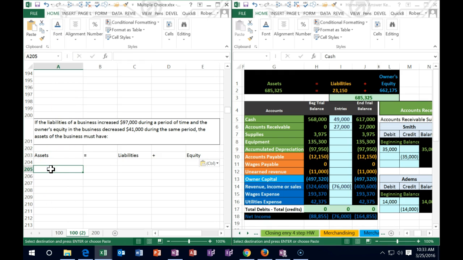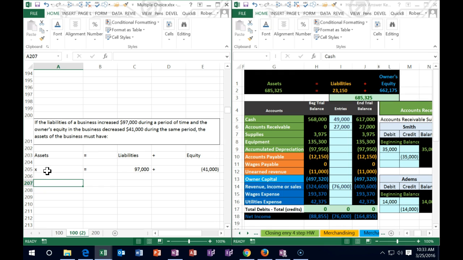And we know that, we don't know assets, I believe, but we do know that the liabilities increased 97,000, and the equity, they say, decreased. So it's plus a negative number, 41,000. So that's a little bit tricky to plug that in there. It's plus the decrease that's happening, and then the assets is going to be X.